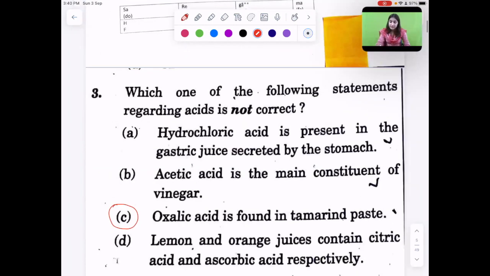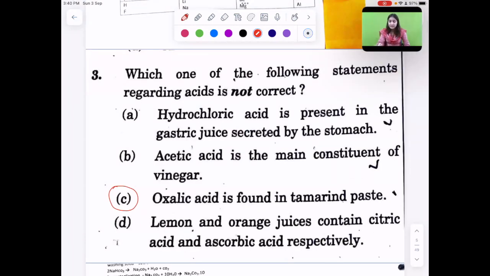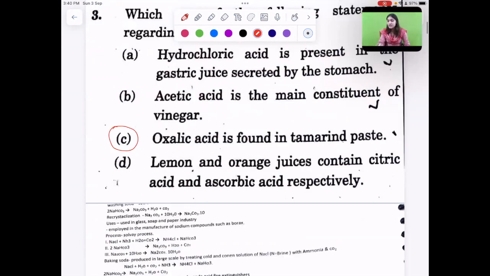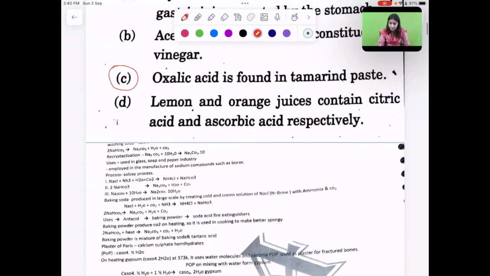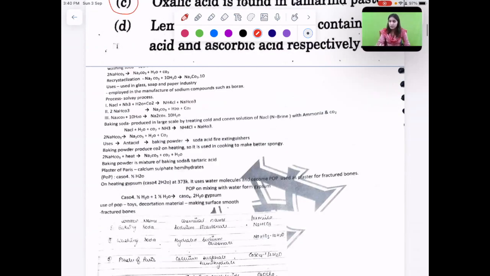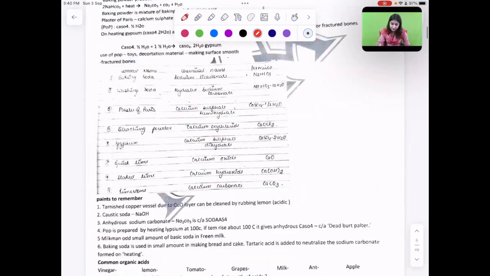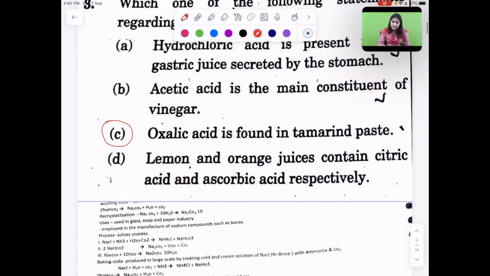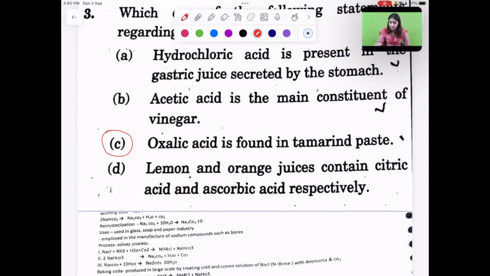Next, which of the following regarding acids is not correct? Okay, so C option, which says oxalic acid is found in tamarind paste, is the answer. Okay, this is the incorrect statement. Oxalic acid is found in tomatoes. So I'll show you a column wherein we write all the naturally occurring acids. Okay, so for tomato we have oxalic acid, right? And in tamarind paste, tartaric acid is found.